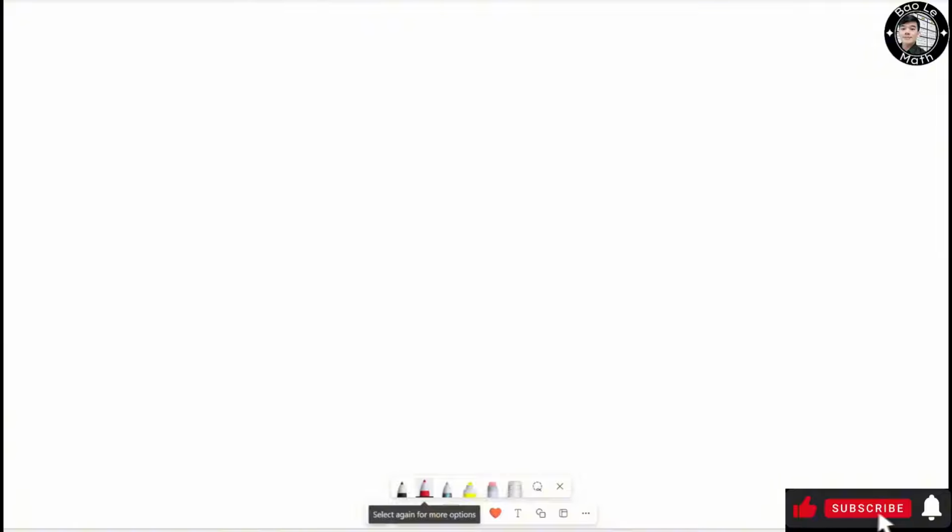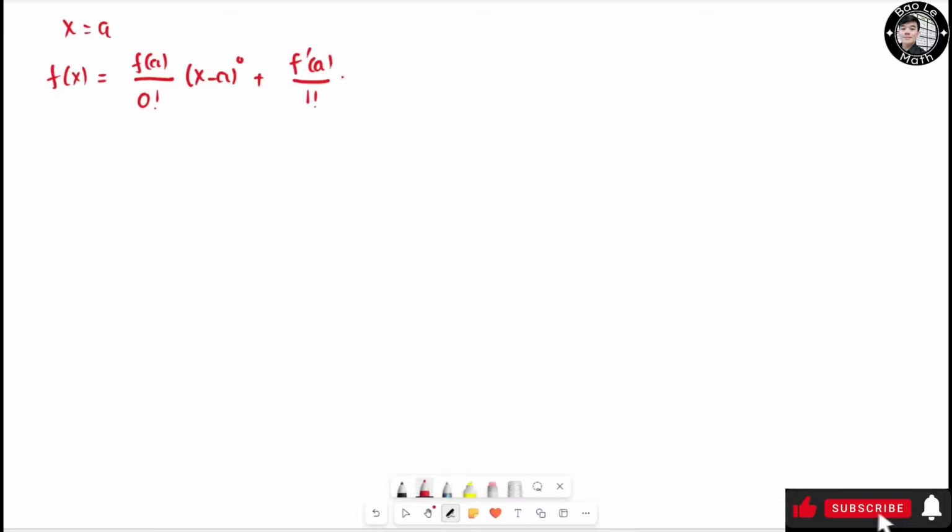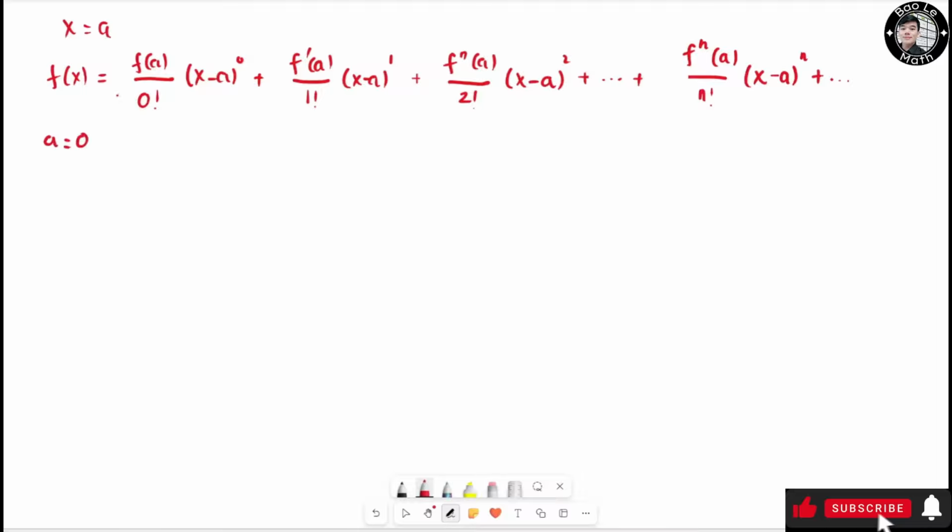If the Taylor series is centered at x equals a, then we have f of x equals f of a over 0 factorial times x minus a raised to the 0, plus f prime of a over 1 factorial times x minus a to the power 1, plus f double prime of a over 2 factorial times x minus a squared, plus etc. Now, if a equals 0, then the Taylor series becomes the Maclaurin series.